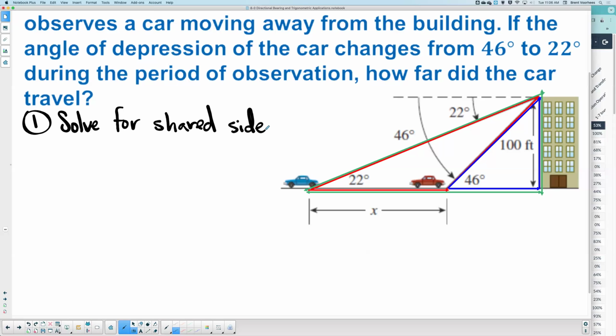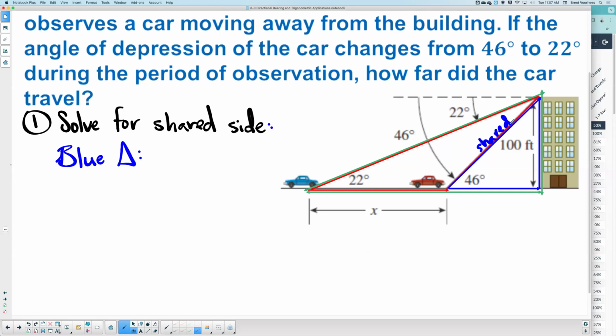Okay, so here's what we're going to do. We're going to solve for the shared side, and we're going to use the blue triangle. Do we have to use the blue triangle? No, we're choosing the blue triangle. So solving for the shared side in the blue triangle. Come over here to this piece, and I want you to write the word shared right there, so you know what I'm talking about. That's the shared side.